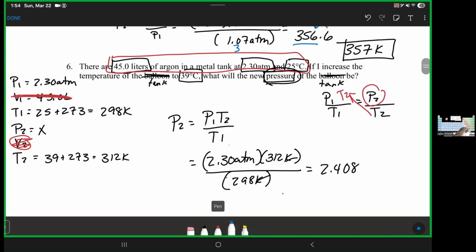2.408. I've got 3 sig figs here, 3 here, 3 here. I'm going to go 3 in my answer. The 8 will round that up. So I get 2.41 ATM.